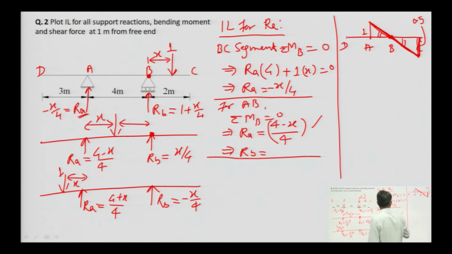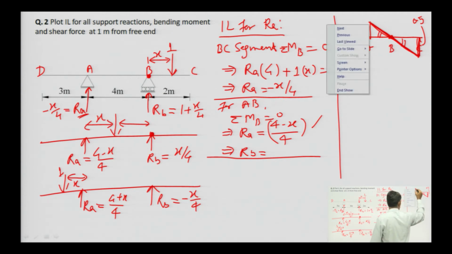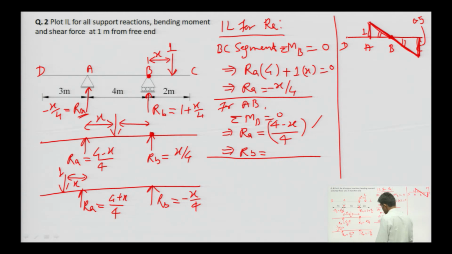Let us plot the remaining segment AD. The equation is 4 plus x by 4. When the unit load is at point A, the value of x is 0, so 4 by 4 means 1. We are getting 1, which has already been plotted. When the unit load is at point D, the value of x will be 3, means 7 by 4. So here it will be 7 by 4.